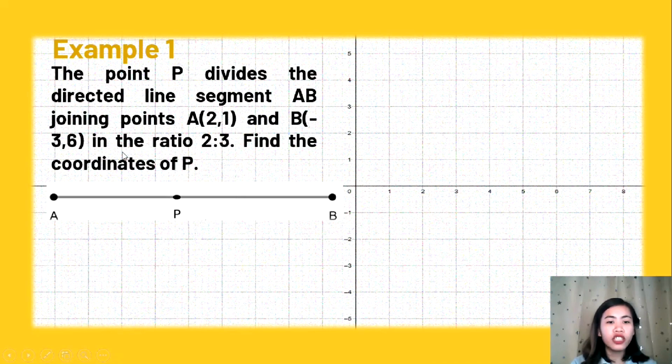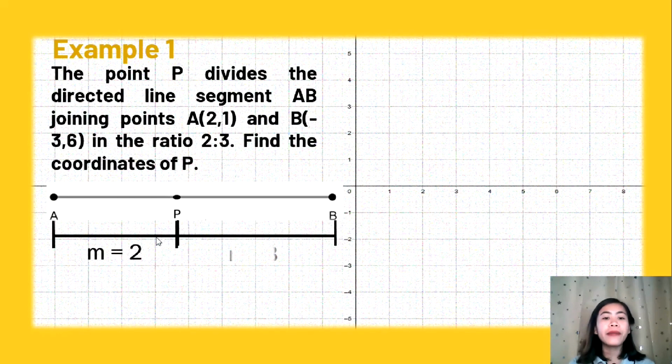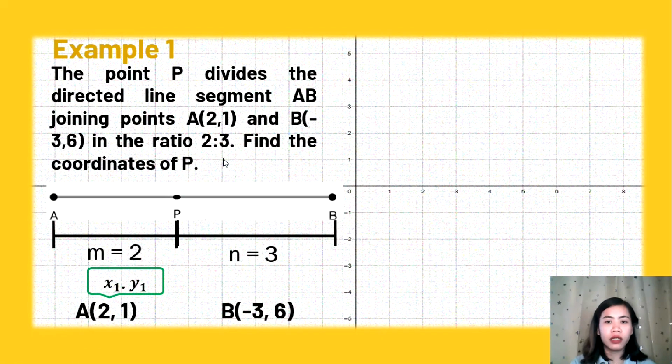So, again, dinivide siya in the ratio 2:3. So, meaning mula sa starting point natin, yun yung M part, which is 2. And mula naman sa point na nag-divide hanggang sa end point, that is the N part, which is 3. M is to N, 2:3. So, we have, again, point A (2, 1), and B (negative 3, 6). Lagyan nyo na agad yung x sub 1, y sub 1, x sub 2, y sub 2.